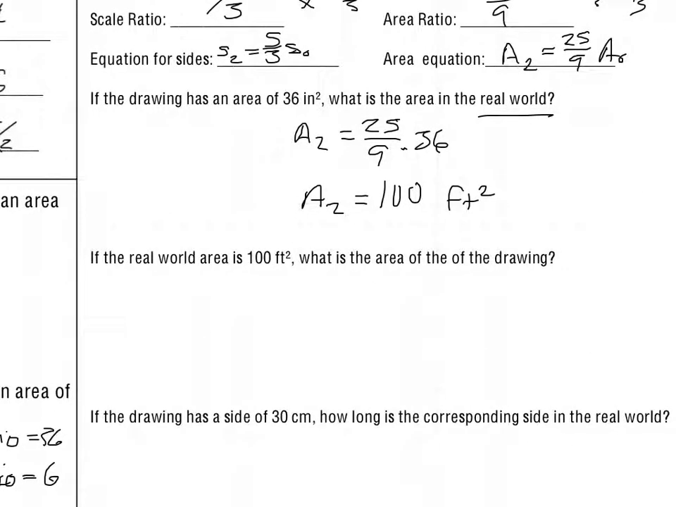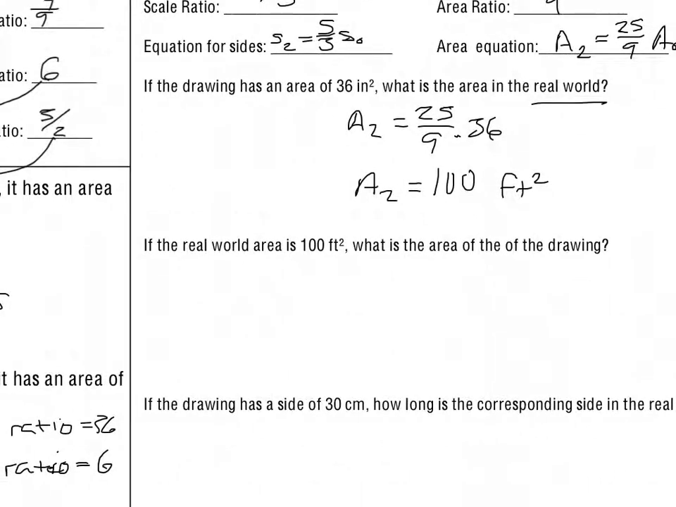If in the real world it has an area of 100 square feet, what is the area in the drawing? So this one's a little bit different. We're given the area in the real world. So this is given area 2 is equal to 25 over 9, again using the area equation because we're talking about areas, times, we don't know the scale drawing area.